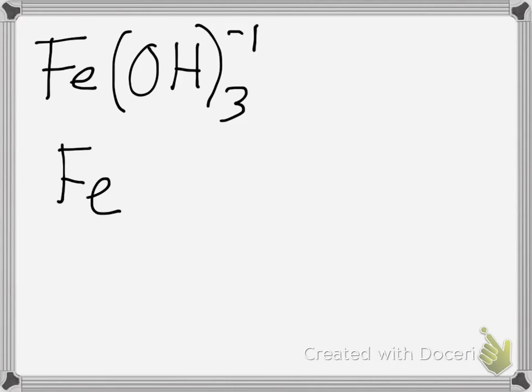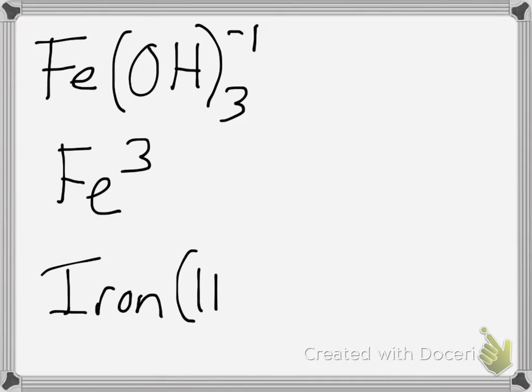So now what we must do is do 3 times -1. That is -3. That is the charge of our hydroxide. So now we have to make iron +3. So now we know this charge is 3. So to write that, you have to write iron 3 in Roman numeral form, then hydroxide.